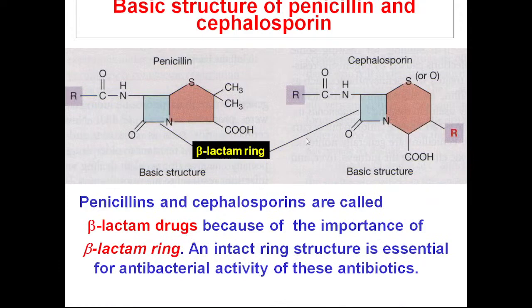Here you can see the basic structure, and you can see the similarity in basic structure of penicillin and cephalosporin. This portion is called beta-lactam. So that's why those drugs are also called beta-lactam drugs. This is the active portion of the antibiotics, and intact structure is essential for antibacterial activity of these antibiotics.